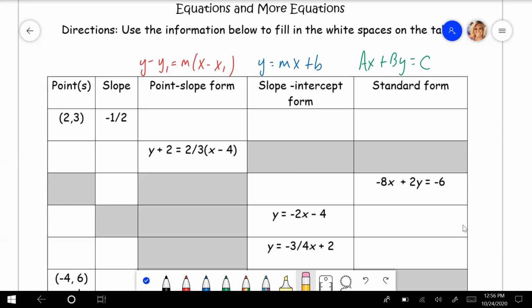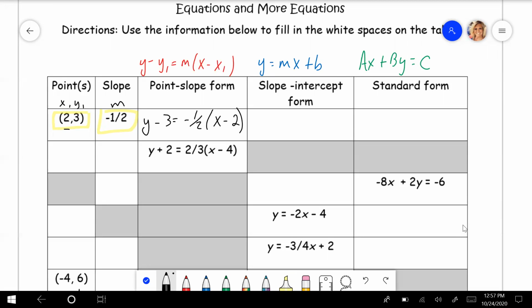So the first thing is point slope form. The first one I'm being given is the point and the slope. So let's write this in point slope form. Y, remember minus, this is x1 and y1. Y1 is 3 equals, then m is the slope, negative 1/2 times x minus x1, which is 2. This is point slope form.